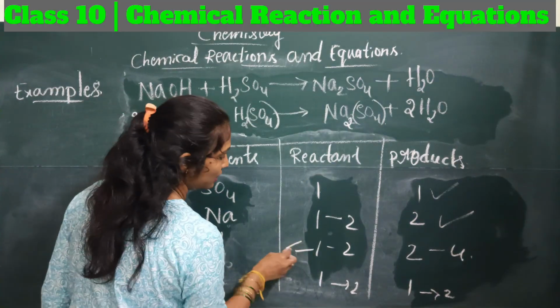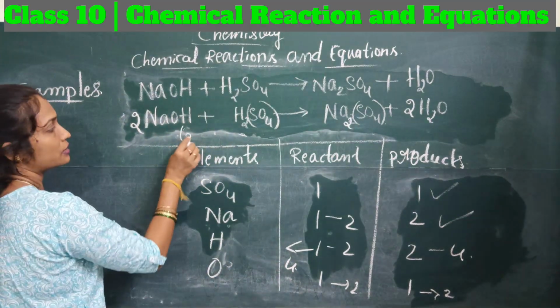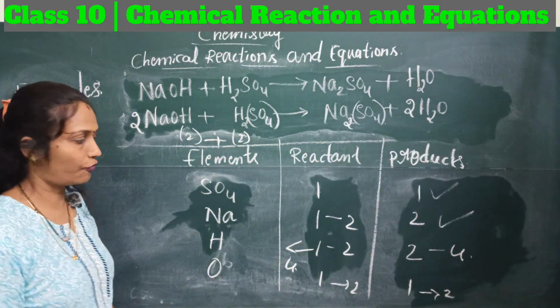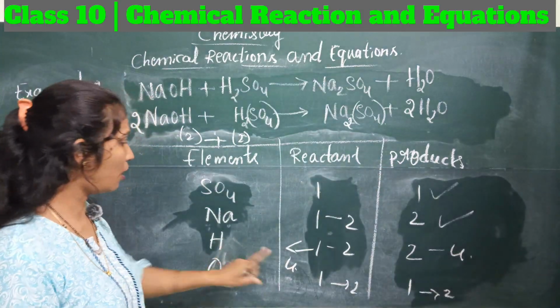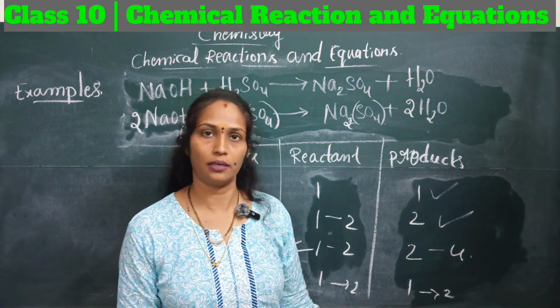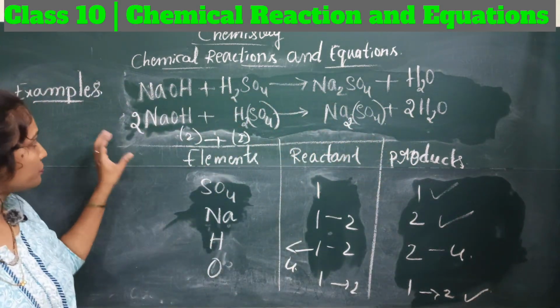How much is it? It also becomes 4. This is very important. This is 2 hydrogen and this is 2 hydrogen. Now it becomes 4. Both sides got balanced. Now how much oxygen is there? 2 oxygen is there, 2 oxygen is there. Balanced. Okay.